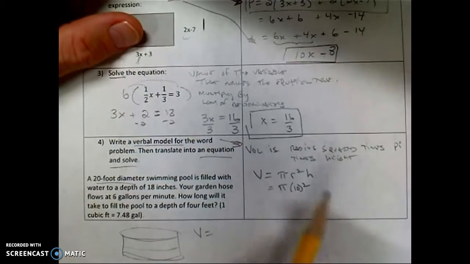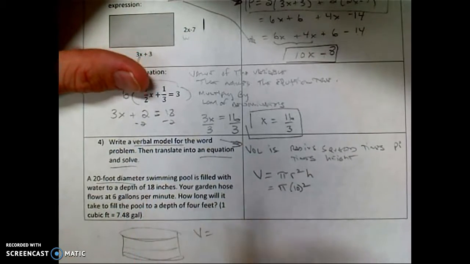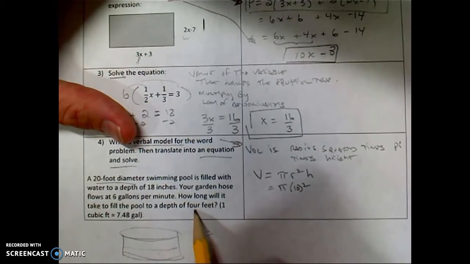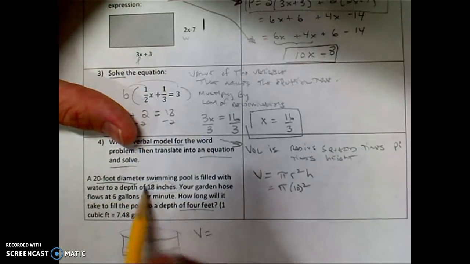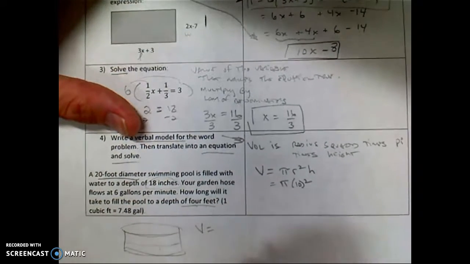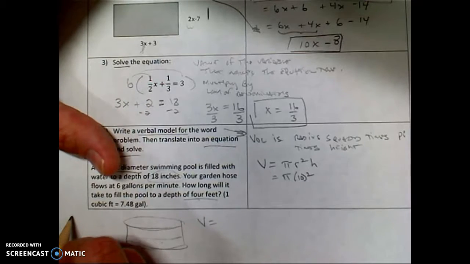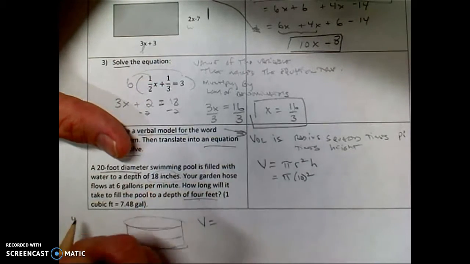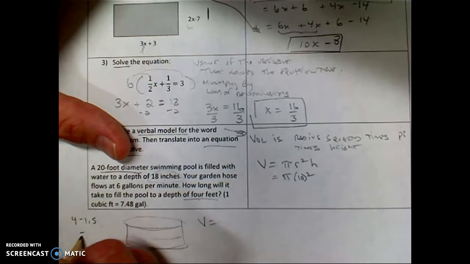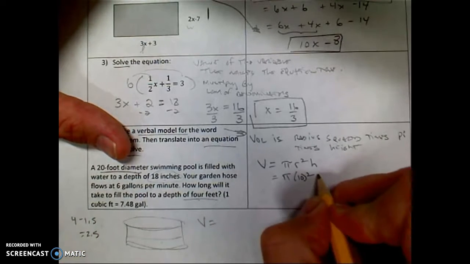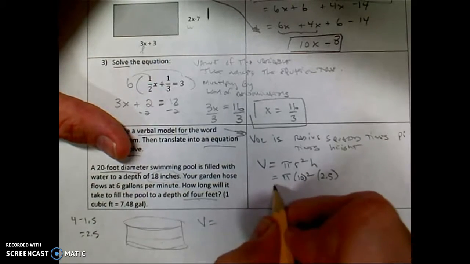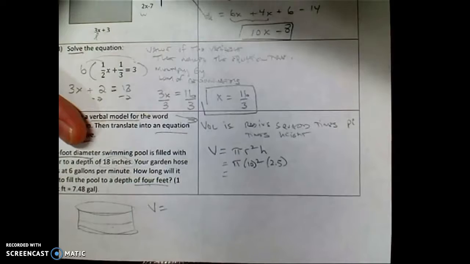We want to kind of step carefully here. We're told that there's already 18 inches of water in the pool, and we need to fill it to a depth of 4 feet. So we also have diameter in feet and depth in feet. So let's go ahead and convert these inches into feet as well. So 18 inches, 12 inches is 1 foot, so that's 1.5 feet. 4 minus 1.5 equals 2.5 for height.